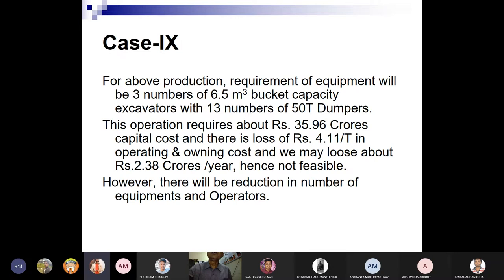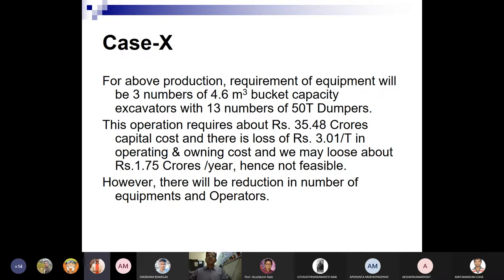The ninth case study is for the above production, the requirement of equipment will be 3 excavators of 6.5 cubic meter bucket capacity with 13 numbers of 50 ton dumpers. This option requires about 35.96 crores capital cost and there is a loss of rupees 4.11 per ton in operating and owning cost, and we may lose about 2.38 crores per year, hence not feasible. However, there will be reduction in number of equipments and operators.